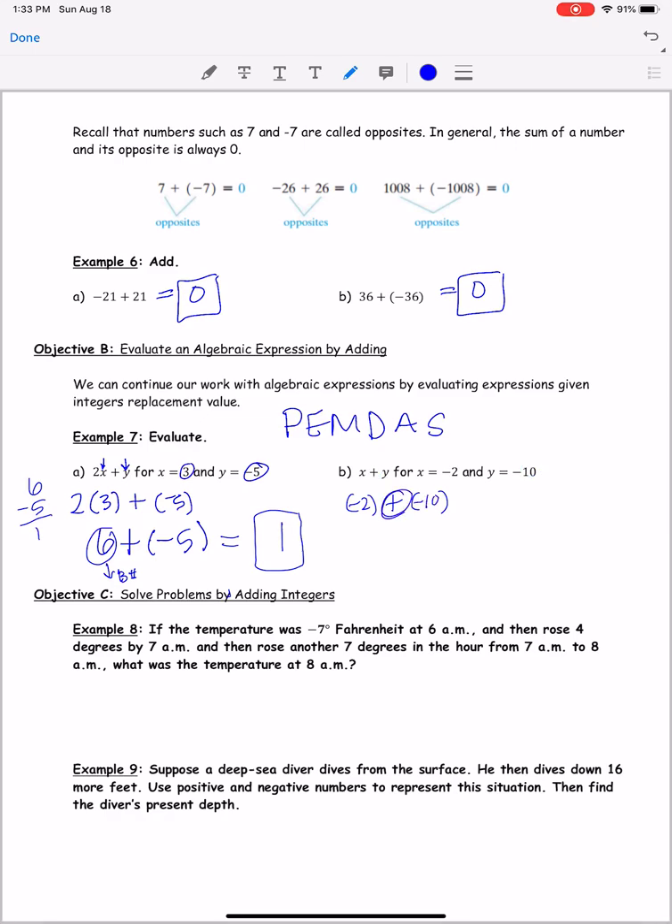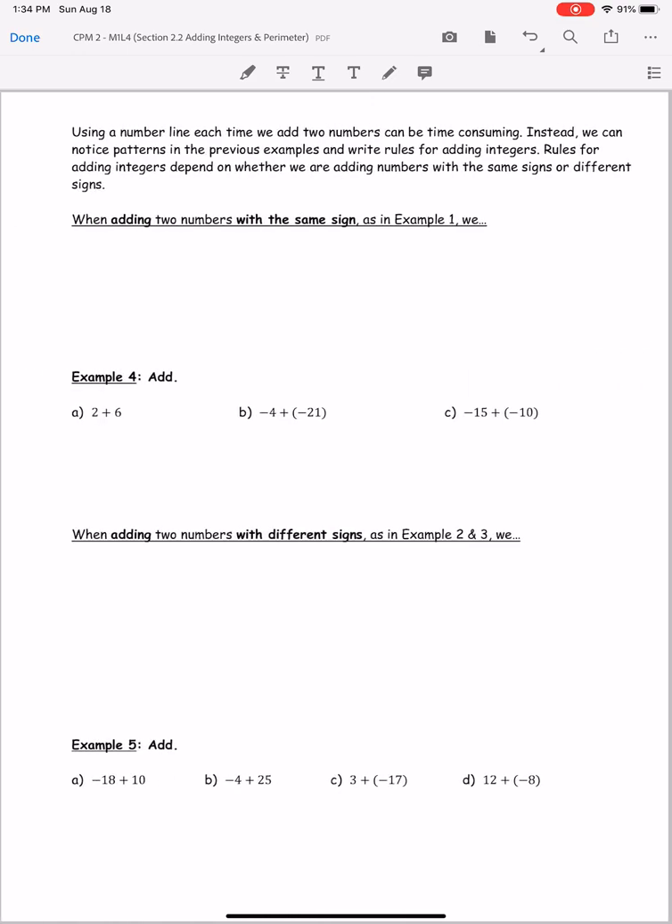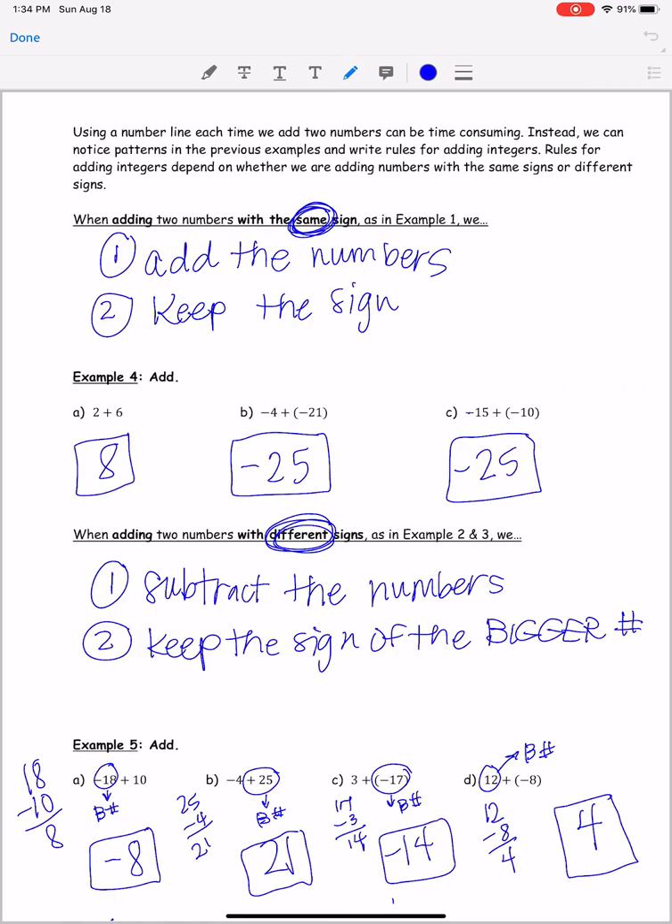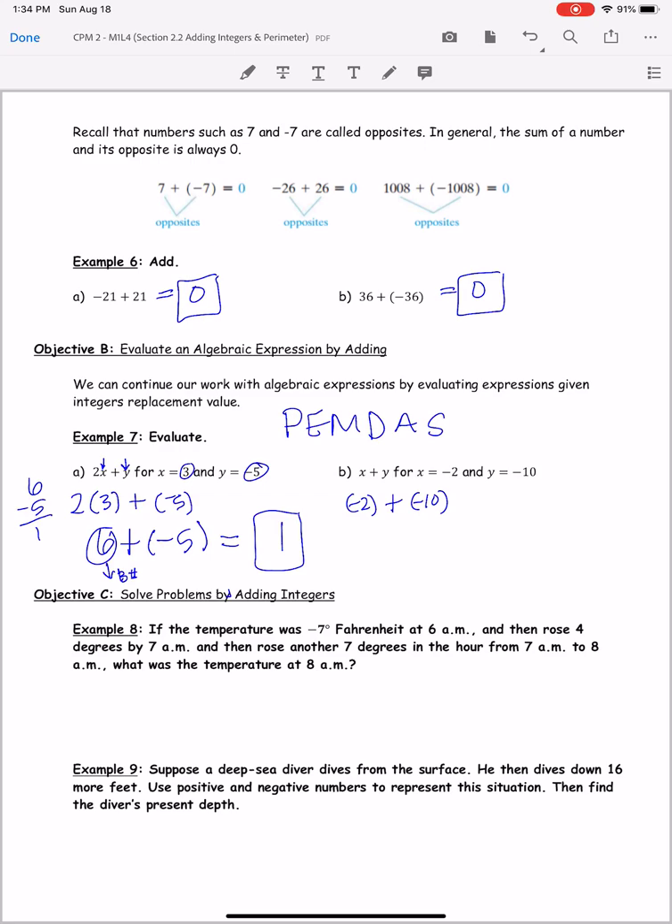So we're adding again. Do I have same signs or different signs? This one we have same signs. So when I have same signs, we're going to add the numbers and then keep that sign. So 2 plus 10 is 12. And keep the sign. You've got negative and negative, so my answer is negative.